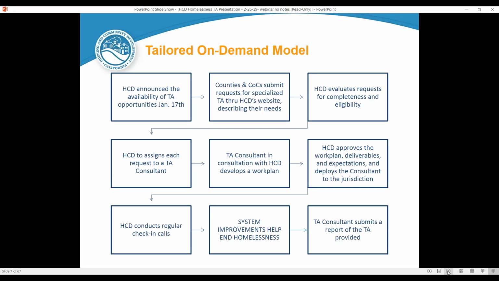And then the technical assistance consultants, once they have finished their engagement, will submit a report of the technical assistance provided. At that point, we will ask you to also evaluate the technical assistance provider and then send us any feedback so that we can improve in our next engagement. Next slide, please.